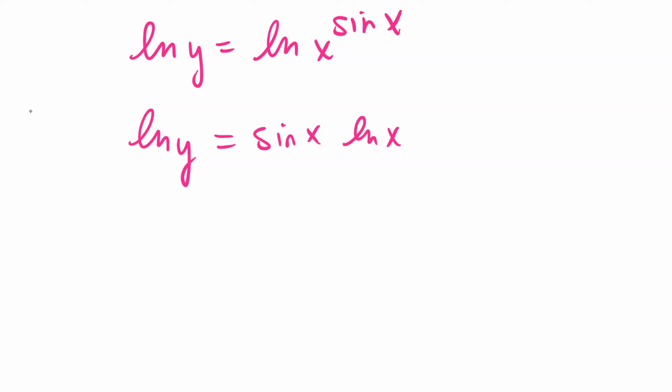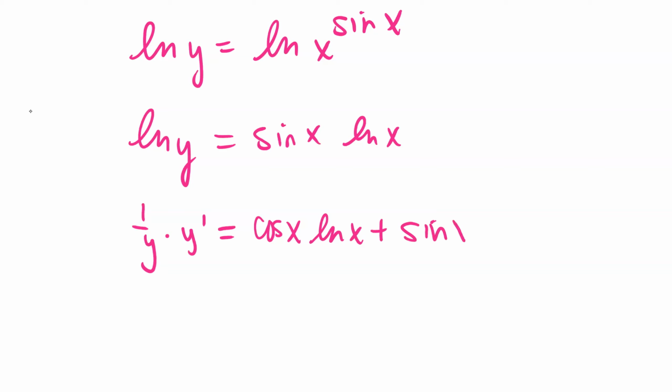So derivative of the left side, 1 over y times y prime. Derivative of the right side, well, we got to use product rule. So cosine x ln x plus sine x times 1 over x. So to get y prime by itself, multiply both sides by y.